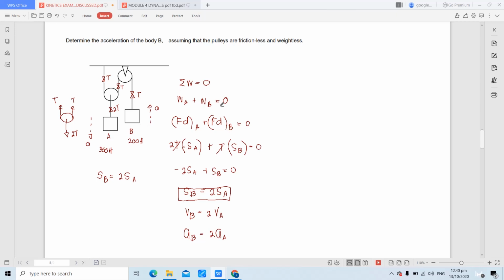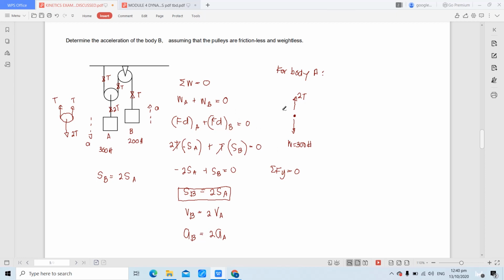So ngayon po pwede na tayong mag-free body diagram sa bawat body na kino-consider. First one, free body diagram of body A. Assume natin ito yung body A natin. Ano yung mga forces na nag-a-act dyan? Meron tayong weight, and the weight is equivalent to 300 pounds. Meron tayong tension dyan, pataas naman, that is 2T. Ilan yung mga force na nag-act dyan, di ba? Wala na. Therefore, we can now use equations of motion. Taking summation of force along y equivalent to 0.